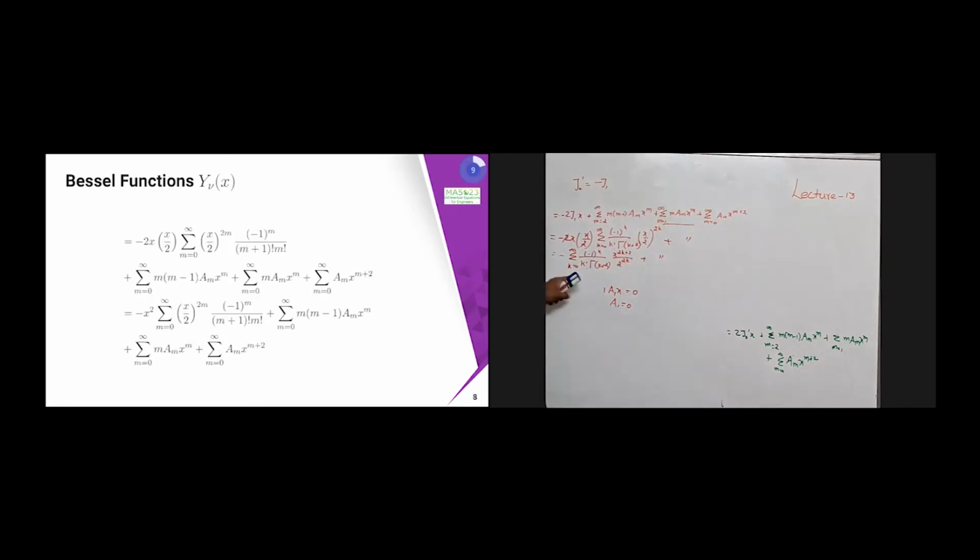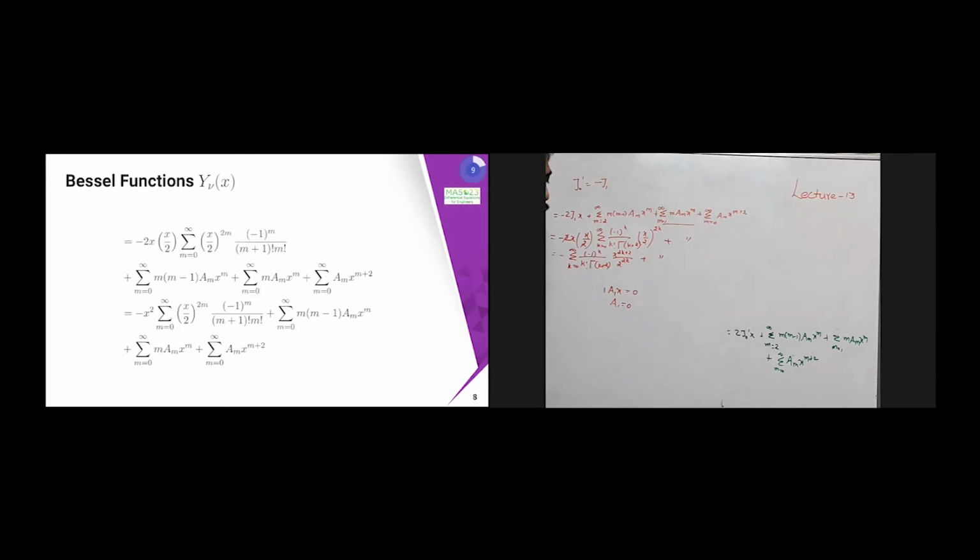This one I'm just writing the same thing, whatever simplification I did. Gamma of k plus 2 I have written as m plus 1 factorial, because gamma of k plus 1, gamma of k plus 2 is nothing but m plus 1 factorial that is going to come. That's what I have written here, so you can see it over here. m plus 1 factorial is going to come.